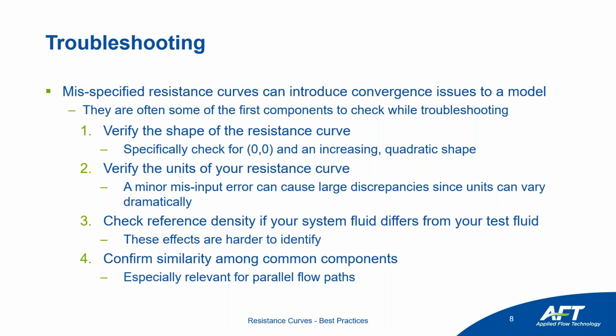So just a few troubleshooting tips. Again, by understanding the need and what a resistance curve is representing during input, you can avoid a lot of these issues. Again, making sure it follows that quadratic shape, using head loss and flow rate generally better than using pressure or mass flow rate. Again, we can correct that using reference density, and then we want to make sure that if we have common components, they're all going to see the same losses across each of them.